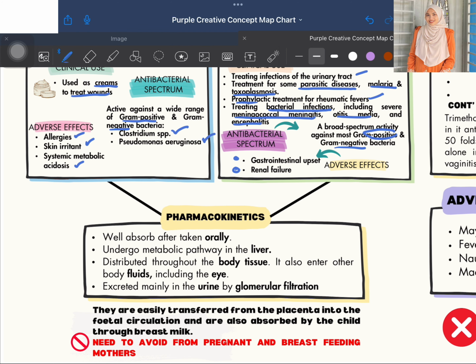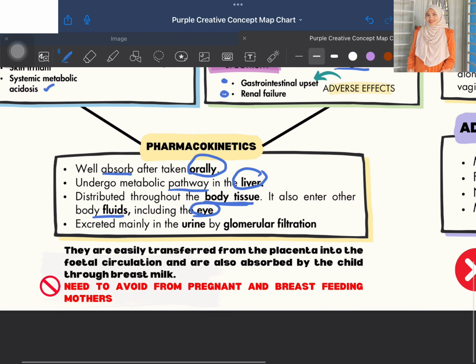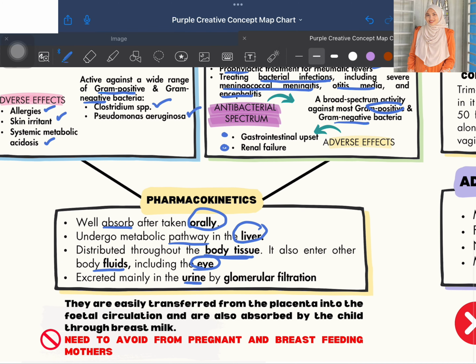For the pharmacokinetics, this drug will be absorbed after being taken orally and it will undergo metabolism in the liver. Then it will distribute through the body tissue and also enter other body fluids like the eye. And then this will be excreted mainly in the urine by glomerular filtration. Need to remember that these drugs are easily transferred from the placenta into the fetal circulation and also absorbed by the child through the breast milk. So this drug needs to be avoided in pregnant and also breastfeeding mothers.